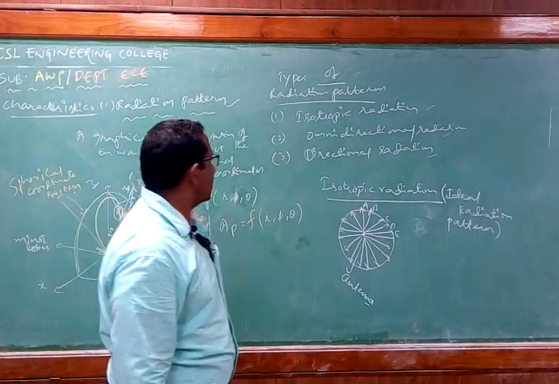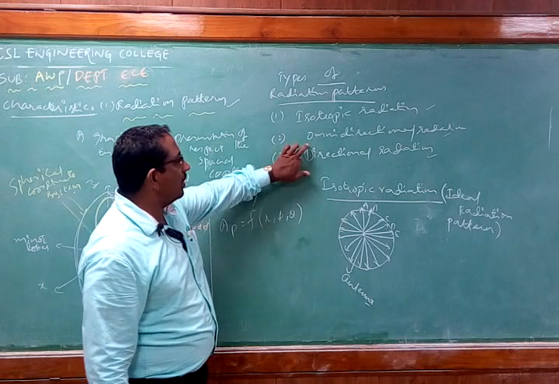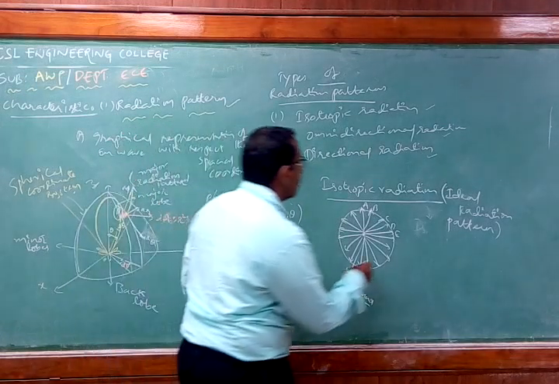So that is what is called an isotropic antenna for us. Then the next type of antenna is the omnidirectional antenna. What do you mean by omnidirectional?